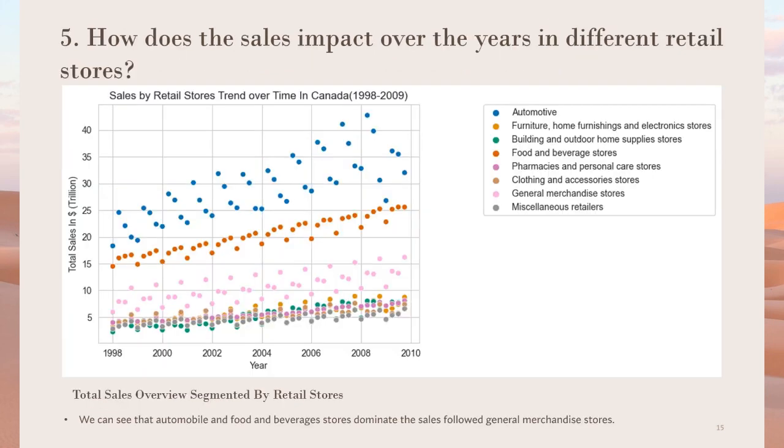How does the sales impact over the year in different retail stores? The graph showcases sales over the years segmented by retail stores from 1998 to 2010. We can see that automobile and food and beverages dominate the sales, followed by general merchandise stores. On the other hand, clothing and pharmacies and miscellaneous retailers have less than 5 million sales over the year.